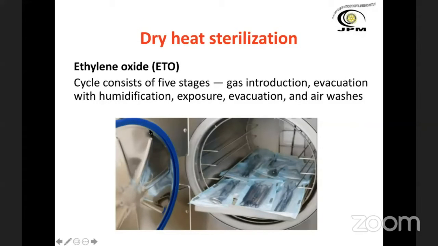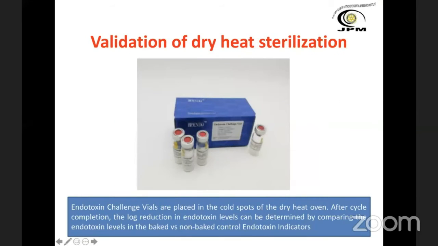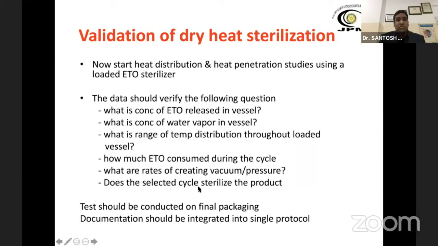ETO is now the most commonly used sterilizer for most of the operation theaters. It consists of 5 cycles: gas introduction, evacuation with humidification, exposure, evacuation of the instruments, and air washes. And here we don't validate the microorganism death, but the endotoxin challenge vials are placed in cold spots of the dry heat oven, and they are compared with the ones placed outside.